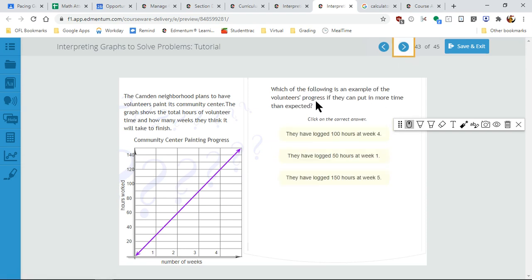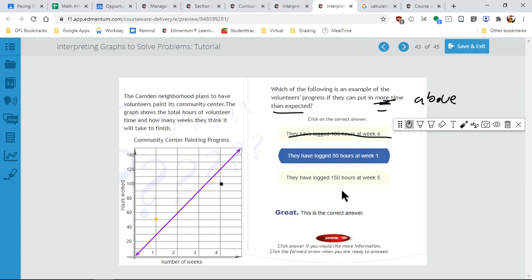Which of the following is an example of the volunteers' progress if they can put in more time than expected? So in other words, more time than expected, this means above their goal, above this line. So logging in 100 hours in 4 weeks, that's below their goal. Logging in 50 hours in 1 week, that's above their goal. So it's going to be that one.